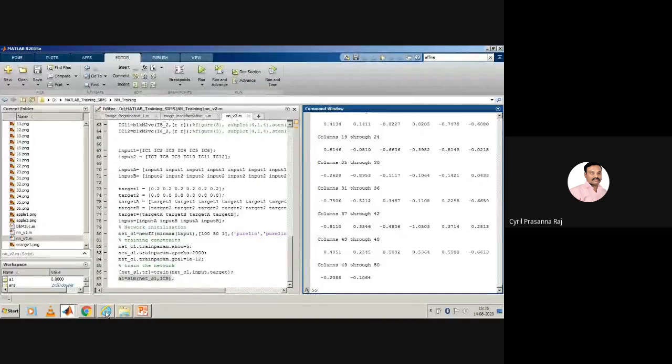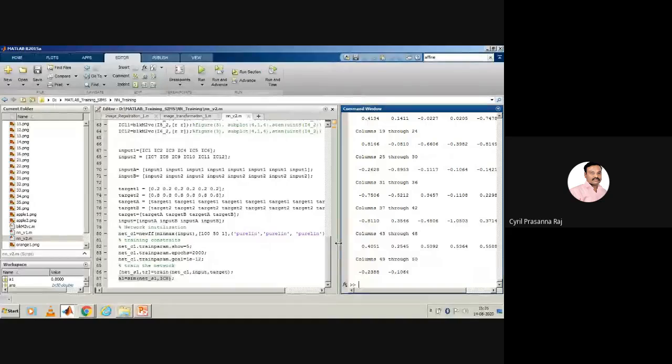So now this program is able to classify the numerals 1 and 3, and you're able to get 0.2 and 0.8.